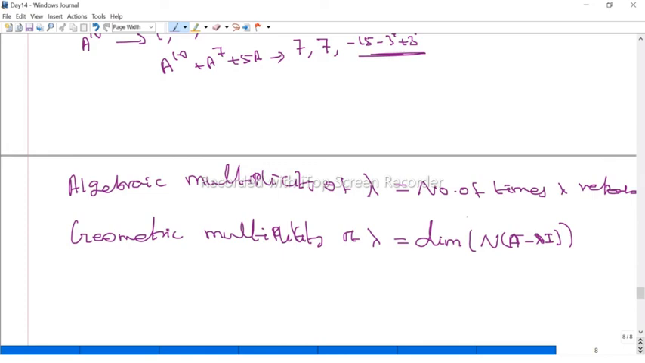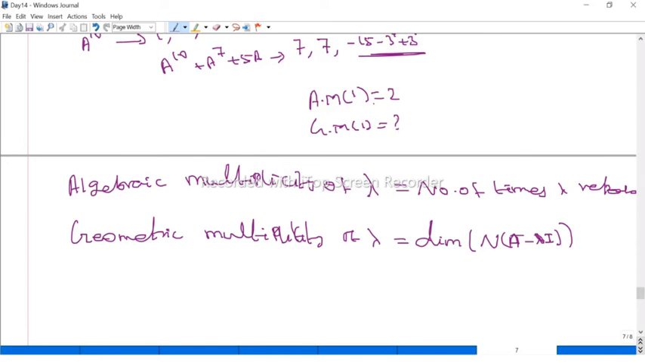But in our previous case, what is the algebraic multiplicity of the eigenvalue 1? It is 2. We usually call it AM, algebraic multiplicity, and GM, geometric multiplicity. So AM of the eigenvalue 1 in the previous example is 2 because it is repeated 2 times. So what is the geometric multiplicity of 1? We have to find it. We have to find the dimension of the null space of A minus lambda I.